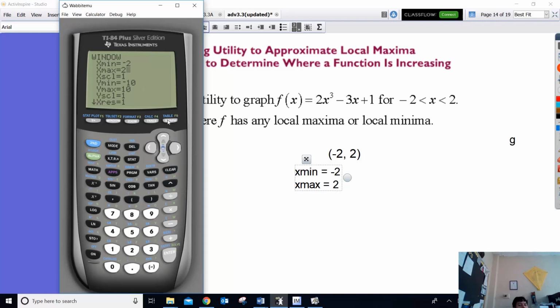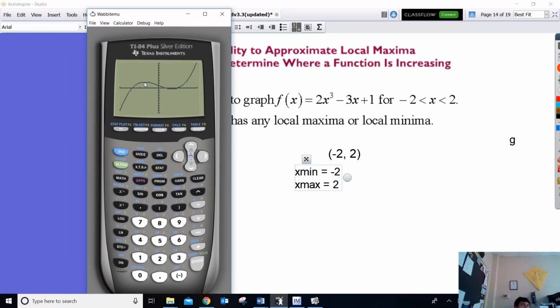Just extra work. So after you adjust your window to have an x min of -2 and x max +2, you can hit the graph button. And you'll get a better picture, obviously. You restricted it. All right, so what are we supposed to do? Find local max and local min, right?